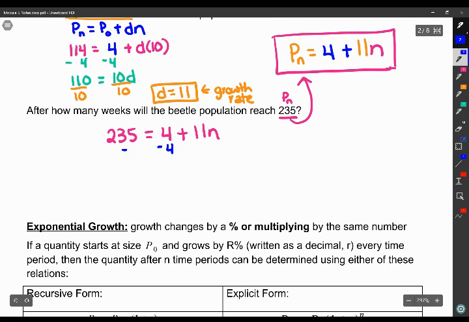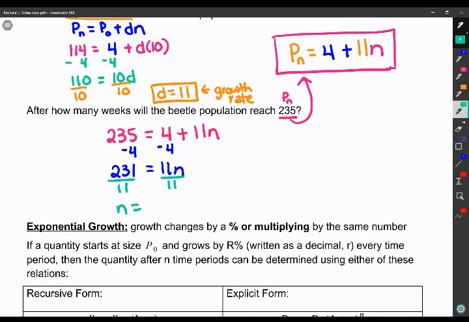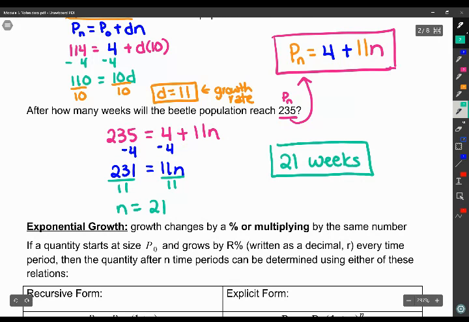So I'm going to subtract 4 from both sides to get 231 is equal to 11n. I divide by 11, and we're going to get n is equal to 231 divided by 11, which is going to give us 21. So what does that mean? It means 21 weeks. It's going to take 21 weeks to have 235 beetles.